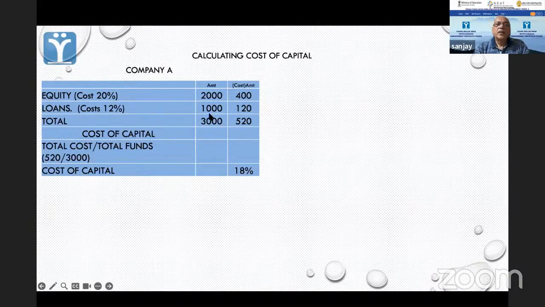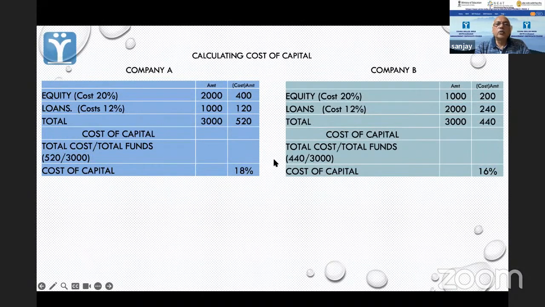The loans, 1,000 crores, and at 12%. So what are they doing? 120 is the amount of interest that is charged. So now if you look at the total funds at their disposal, it is 3,000 crores, 2,000 from equity, 1,000 from loans, total 3,000. And the total cost, the amount that they have to pay in terms of interest or dividend, is 400 plus 120, 520 crores. Now, the total cost of funds, we'll get to that.